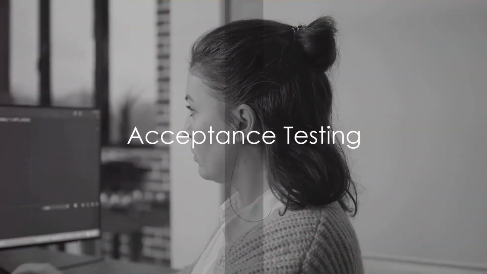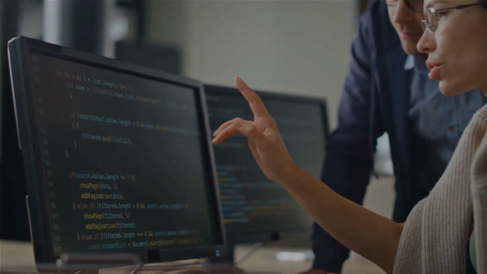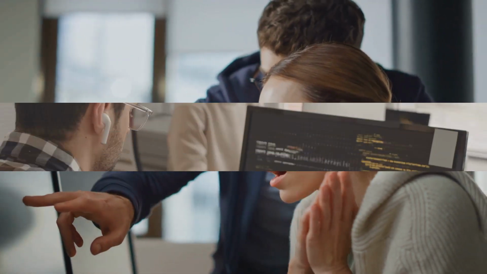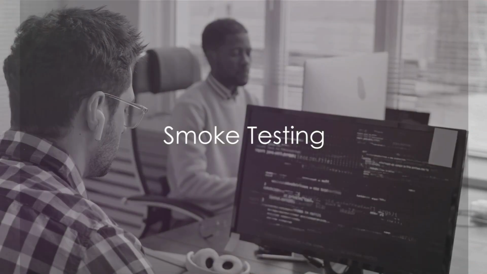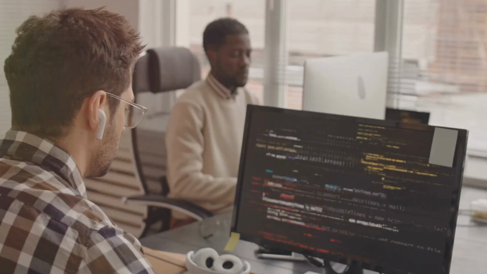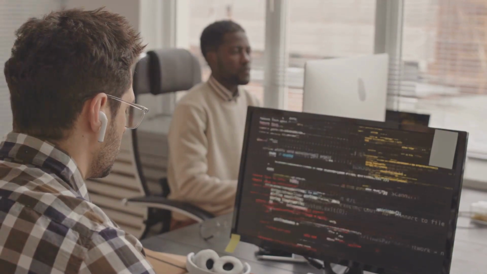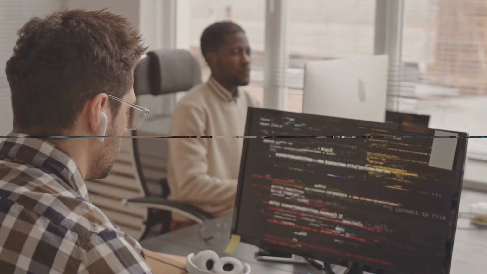Acceptance testing is the type of testing that checks whether the system is prepared for delivery. It validates whether the software meets the specified requirements and whether the customer accepts the software or not. Smoke testing, also known as build verification testing, is a type of software testing that comprises a non-exhaustive set of tests that aim to ensure that the most important functions work.